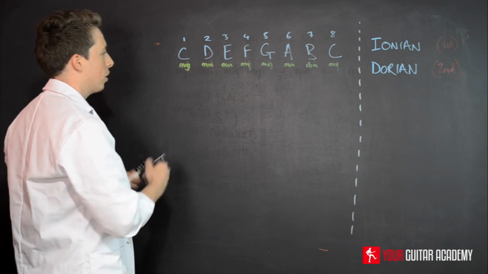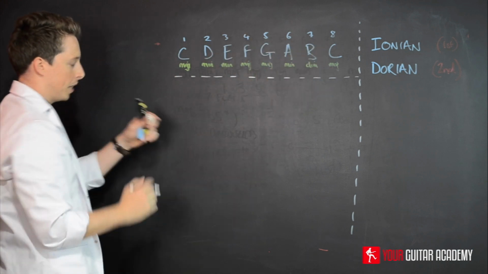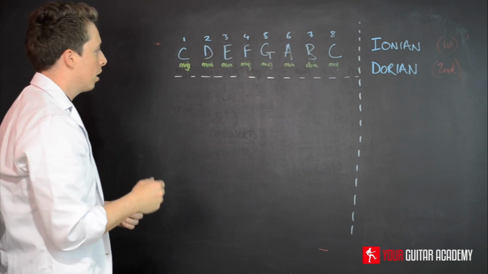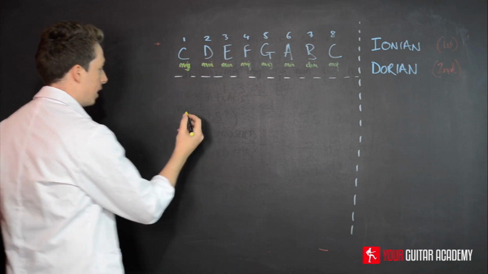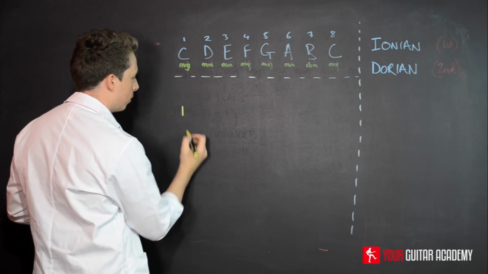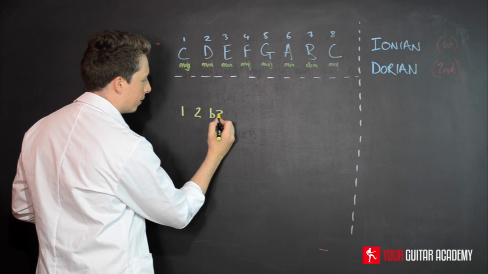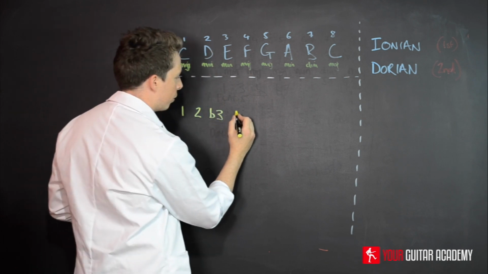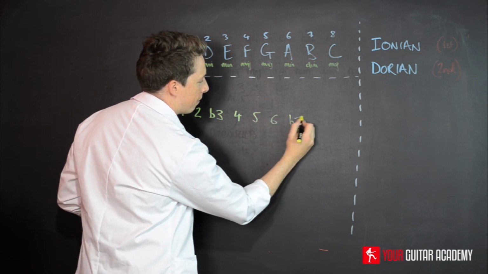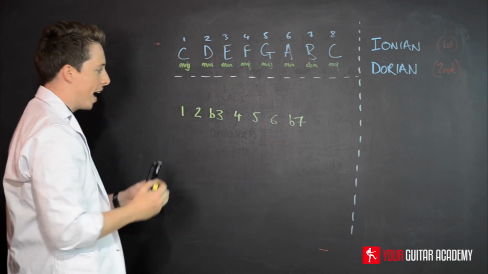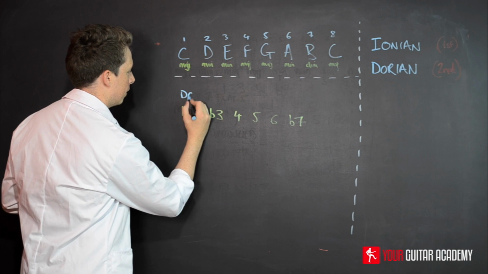So what I'm going to do for now is just cross off this thing up here. We're going to ignore that for a second, and we're just going to look at the formula for the Dorian. So the formula for the Dorian looks like this. It's a root, then it's the second, then it's the flat third, then it's the fourth, the fifth, the sixth, and a flat seven. So that is the formula for a Dorian mode.